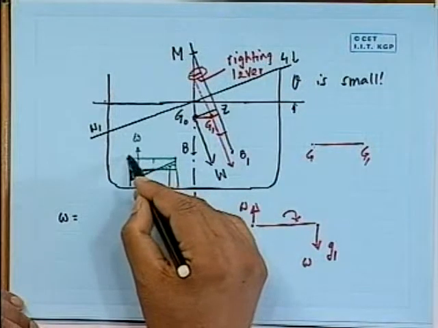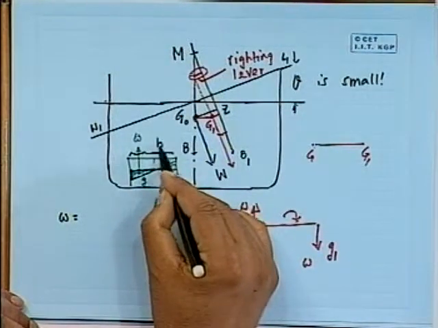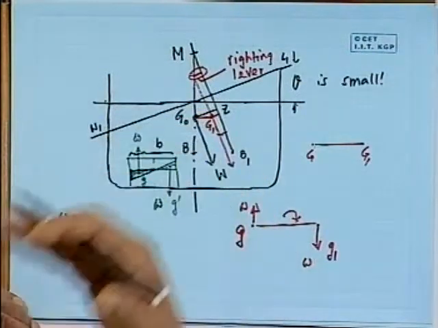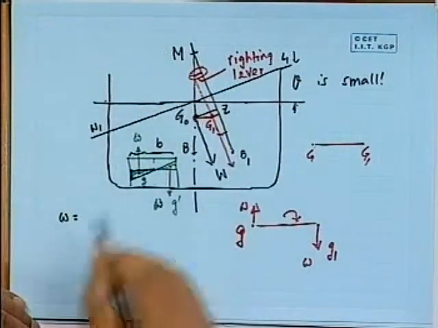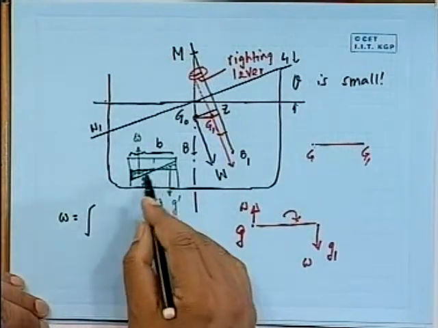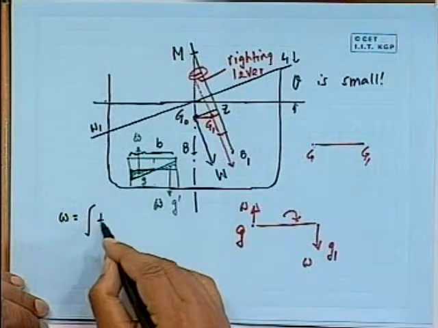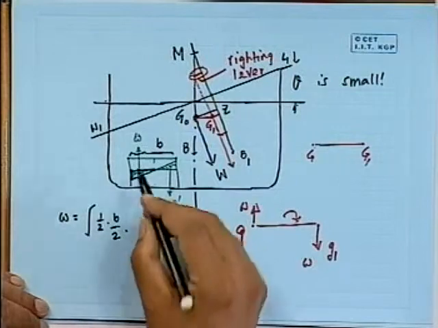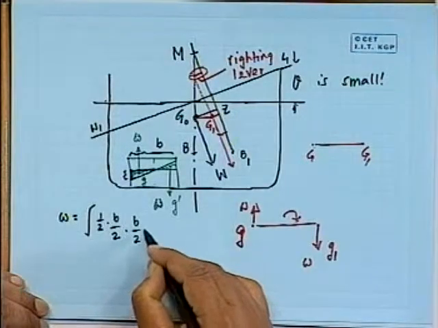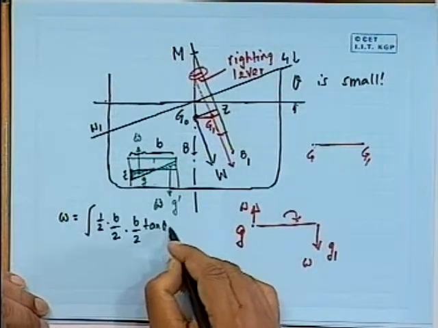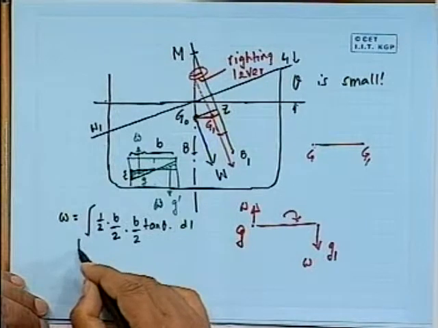Now let us say that this particular tank width is B. Remember, this is a cross section, so it has a certain length. So this W is going to be the integration of the area over the length. What is the area? Area is half of B by 2 into this distance, that is B by 2 tan theta. Tan theta becomes theta because theta is very small, into dl over the tank.